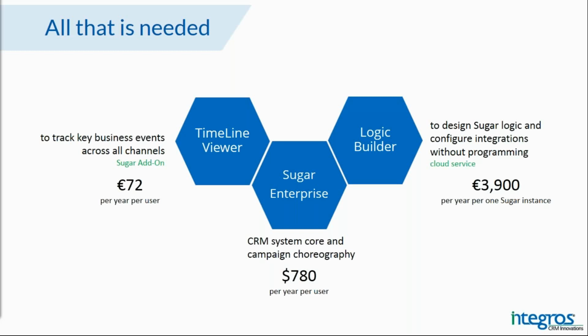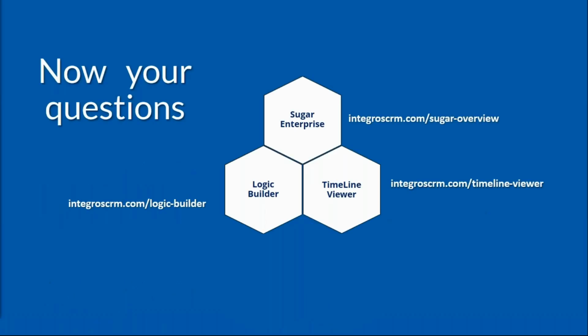And of course, to keep our seamless omnichannel communication, we use a timeline viewer that can help you track all your key business events across all of your channels, whether inside the CRM, in your marketing automation, in your ERP system, on your e-commerce website, whatever you need. So that is all for now, and I'm ready for your questions.